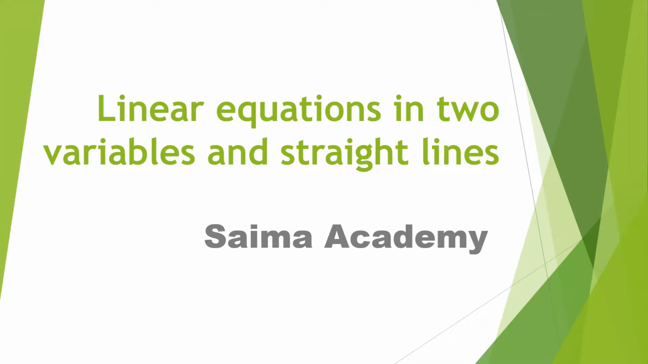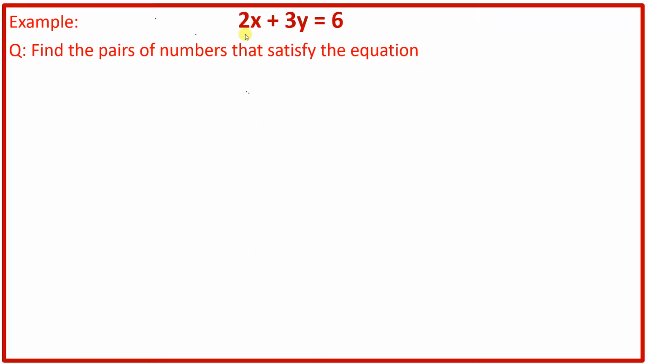In this lesson I will explain to you linear equations in two variables and straight lines. I will solve this equation 2x plus 3y is equal to 6, which we have discussed very well in the last lesson, but here I will explain to you quickly, then I will show you how to make the geometric visualization of solution of the equation. So requirement is find the pairs of numbers that satisfy the equation.